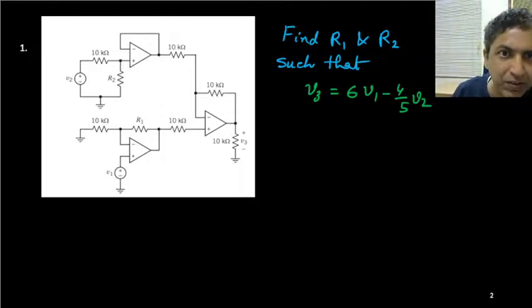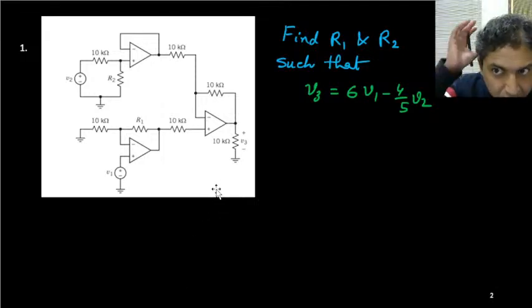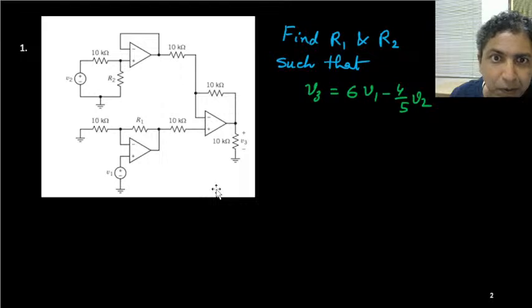So today we are going to discuss a few more problems. This is the first problem that we are going to discuss now. In this problem, we can see that 3 op-amps are used. This is one op-amp, this is another op-amp, and this is another op-amp. And it is said that the expression for V3 is of this form: 6V1 minus 4 upon 5 V2.